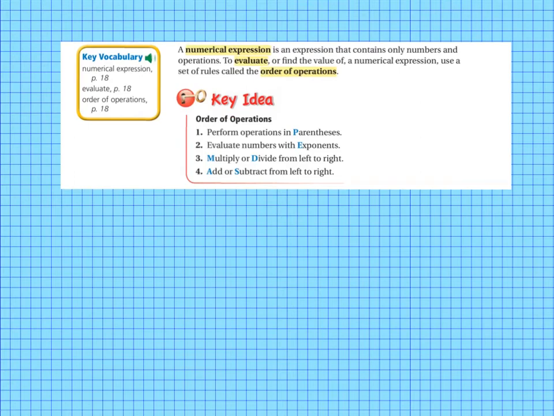Okay, let's take a look at this key vocabulary and key idea. The vocabulary should already be in your notebook. If it is not, you need to be sure you get it there in the words worth knowing section. A numerical expression is an expression that contains only numbers and operations, so no equal sign there. And to evaluate or find the value of a numerical expression, use a set of rules called the order of operations. So our key idea looks at that order of operations.